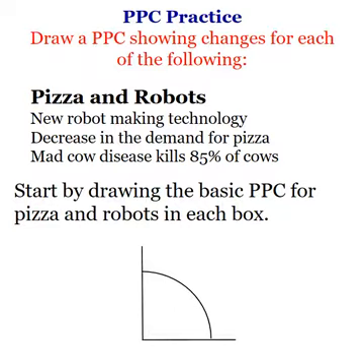I know that's kind of a bad example, but just the simple black and white non-shaded PPC is what you want, because what if there's a shift inward? It's very hard to see it if you've shaded the entire inside. So just draw a curved line, because pizzas and robots have increasing opportunity costs, and always label each good. So one side will be pizza, the other side will be robots. Doesn't really matter which side you label which, but just be consistent. So go ahead and draw all 3, the basic PPC. And then try the shifts. I recommend always doing practice shifts with a pencil, and we'll go over all of the answers when you're done.